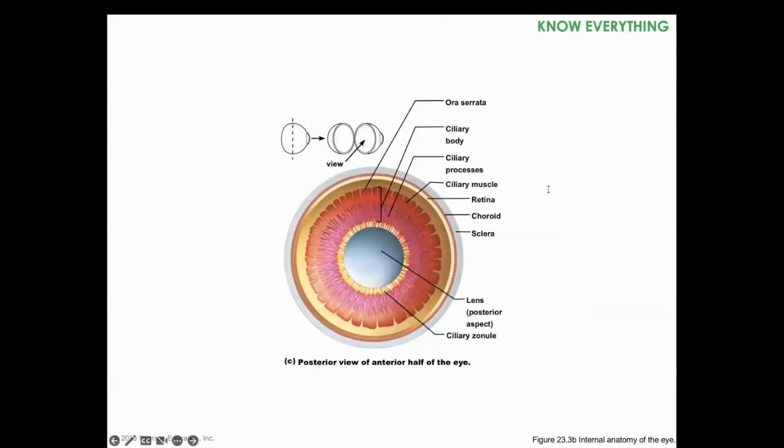This figure is a view of the ciliary body. You can see the ciliary muscle and the ciliary processes and these ciliary zonules. And in the middle, you see the lens. You can also see the ora serrata is the junction point where the ciliary body meets the retina.